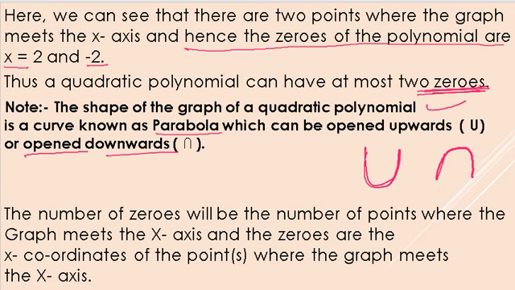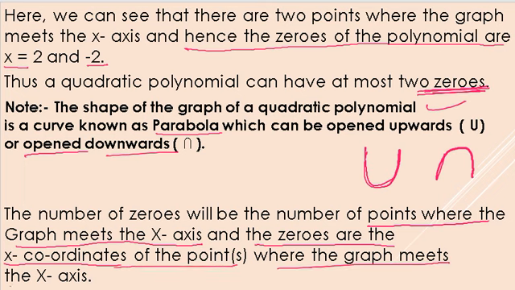The number of zeros will be the number of points where the graph meets the x-axis, and the zeros are the x-coordinates of the points where the graph meets the x-axis. This point is very, very important to keep in mind. Go to the next slide.